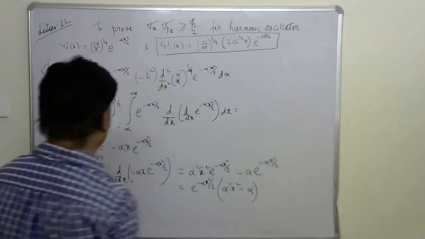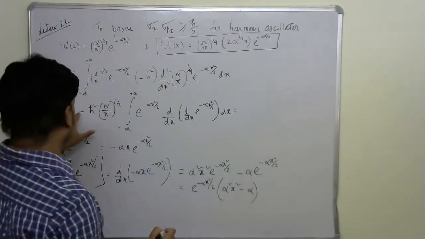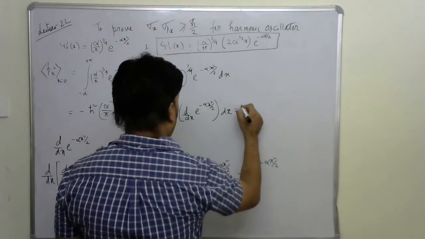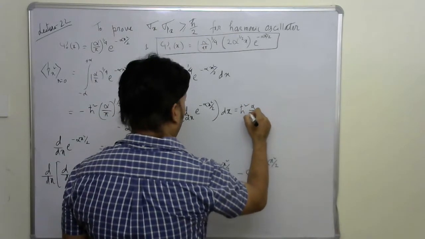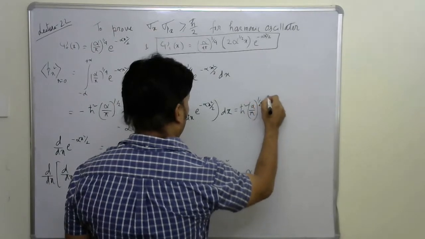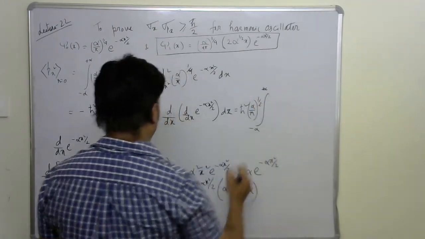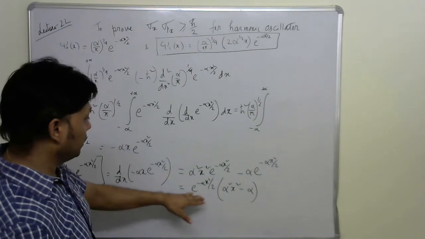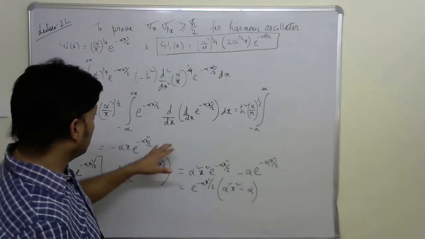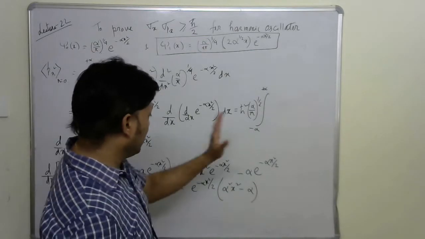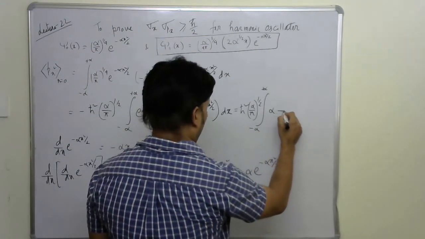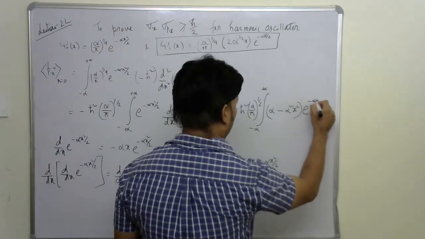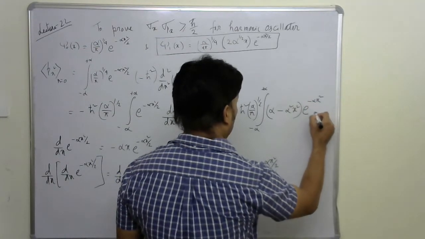So this is equal to, we can write, here we already have a negative sign outside, so we can take the negative sign inside. So we can write ħ² (α/π)^(1/2), integral from minus infinity to plus infinity. Remember we have this part, minus e^(−αx²/2), and here it would become e^(−αx²). If we take the negative sign inside, it becomes (α − α²x²) multiplied by e^(−αx²) dx.